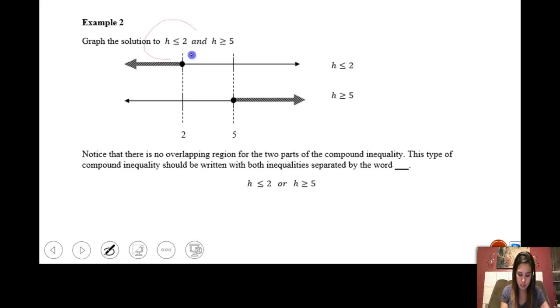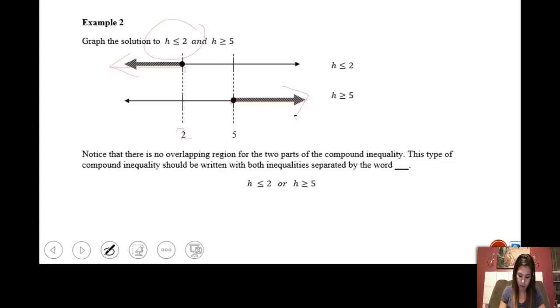Now x is less than 2, so we put the 2 here, we shade everything to the left. Then x is bigger than or equal to 5, so I put my closed point, shade everything to the right. And now we're going to say, okay, so what's my answer? My answer is both together.